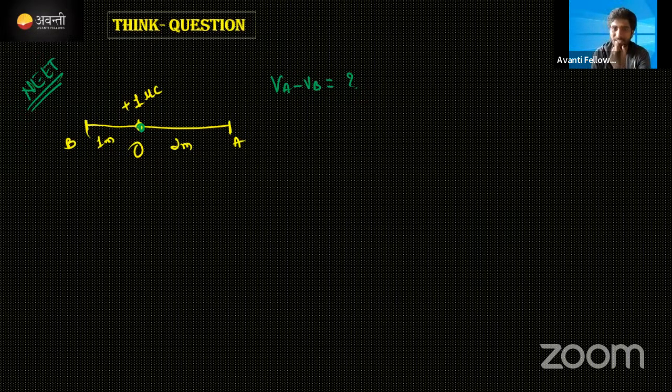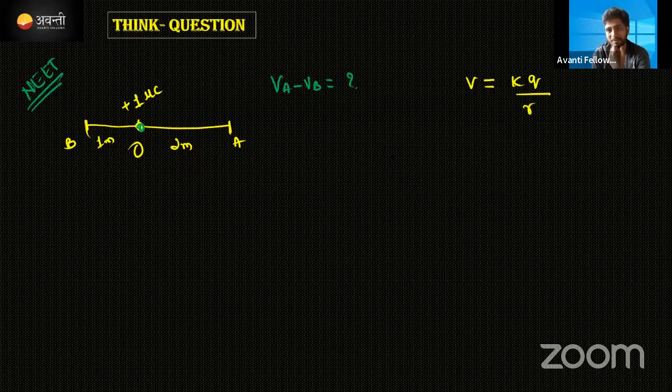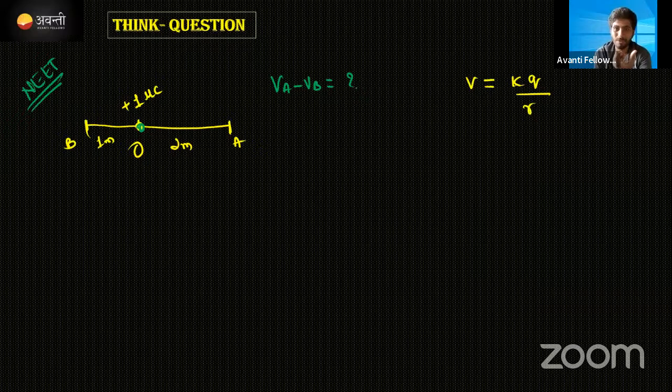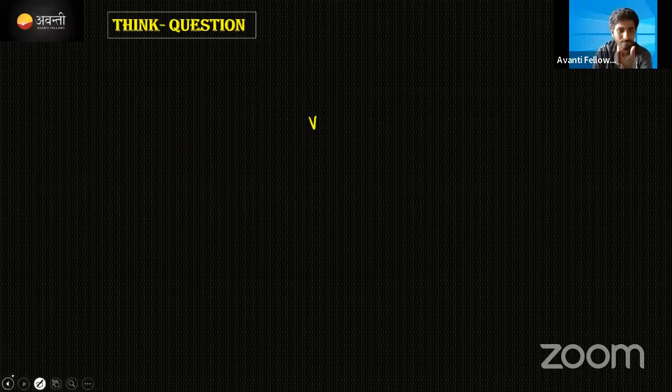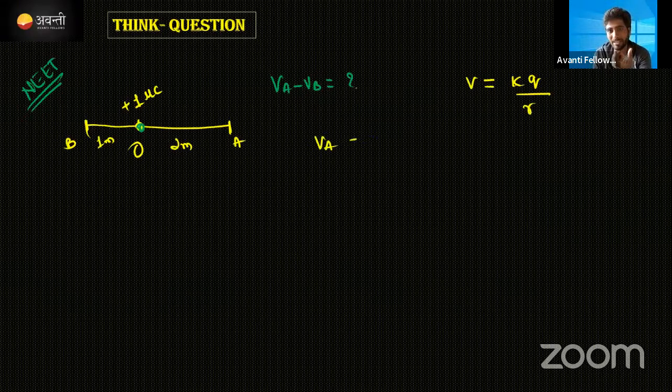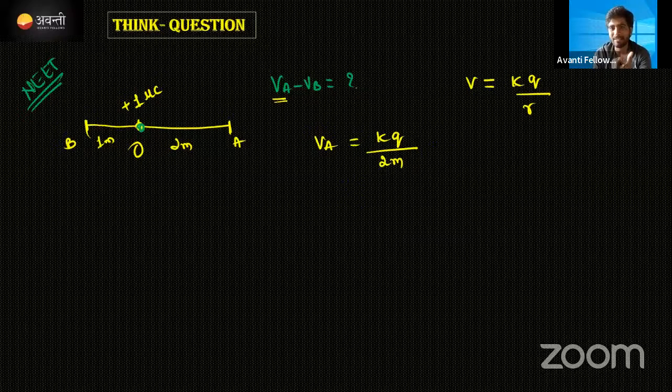What was the formula for potential? V is equal to KQ divided by R, right? KQ by R. Now we need to take the potential difference. VA is equal to KQ divided by R. What is the distance of A? 2 meters. Hence we need to take 2 meters here. Then substitute the K value.